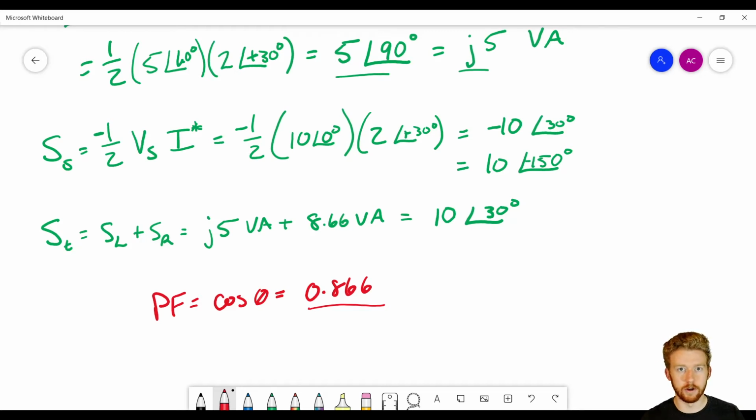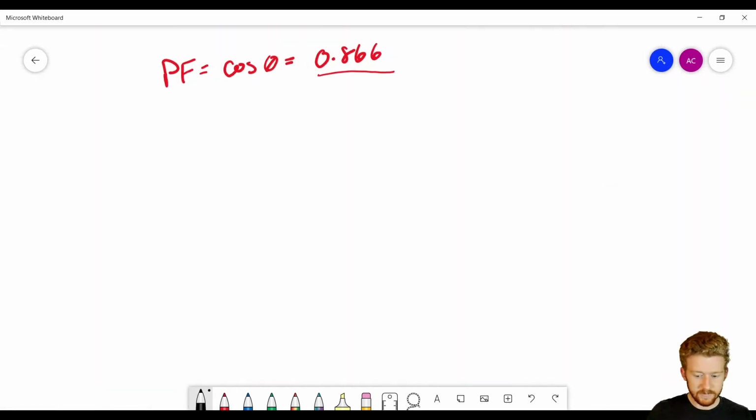Okay, so we're done with this circuit. We've made sure that all of our checks have checked out. Everything is making sense to us, so we're done with this circuit, and we know the power at each of these components. Let's move on to this next one.